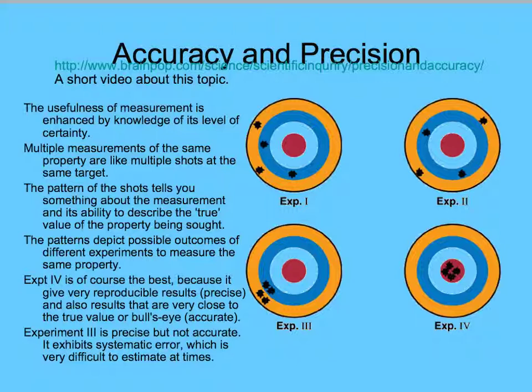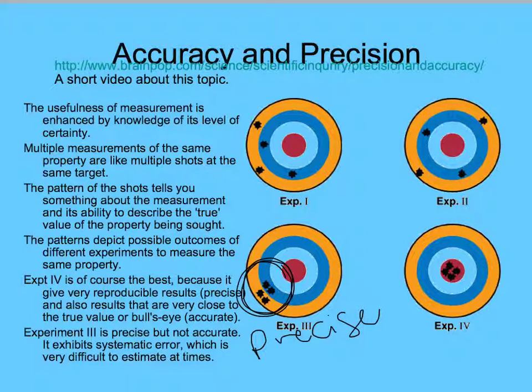When we talk about accuracy and precision, you need to know the difference between those two words. A lot of times you'll hear them used interchangeably outside of science class, but in science class they actually mean two different things. So precise means that all your results are very close to each other, and they're usually very reproducible. So an example of one that is precise is like this one, the third one. So you've got 4 marks and they're all very close together. That would be precise.